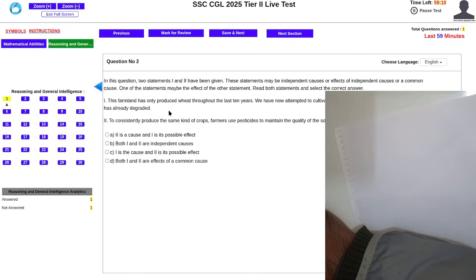This farmland has only produced wheat throughout the last 10 years. We have now attempted to cultivate fruits and vegetables, but the soil quality has already degraded. To consistently produce the same kind of crops, farmers use pesticides to maintain the quality of the soil. Two is the cause, one is the possible effect.